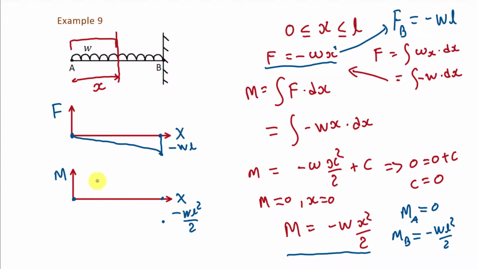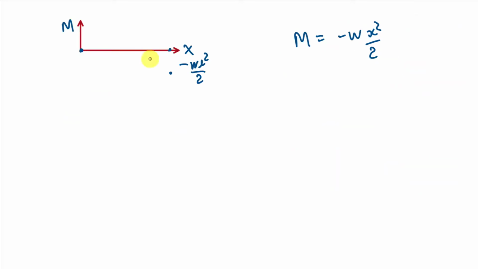Now how to join these 2 points? Here you can see the power of x is 2. So it is not the equation of a line. So we cannot join these 2 points by a line. This is having power 2. So it is the equation of a parabola. So here we have to join these 2 points by a parabolic curve.